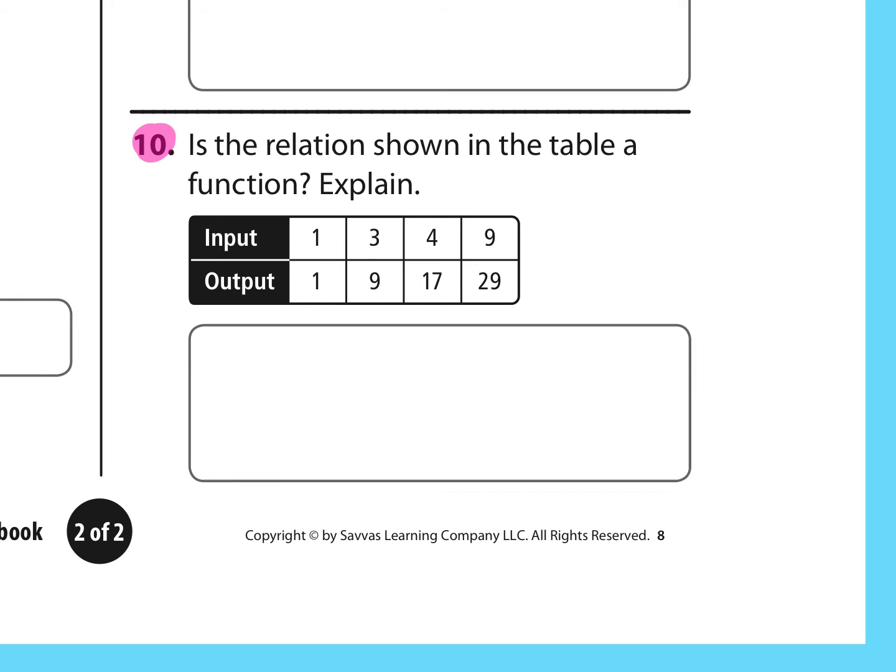Is the relation shown in the table a function? Yes or no? And explain. We'll look at our inputs. We could also call these x and see if we have exactly one output, one y. Notice that for x, we have 1, 3, 4, and 9. They don't repeat. They each go with exactly one output. So yes, this is a function.